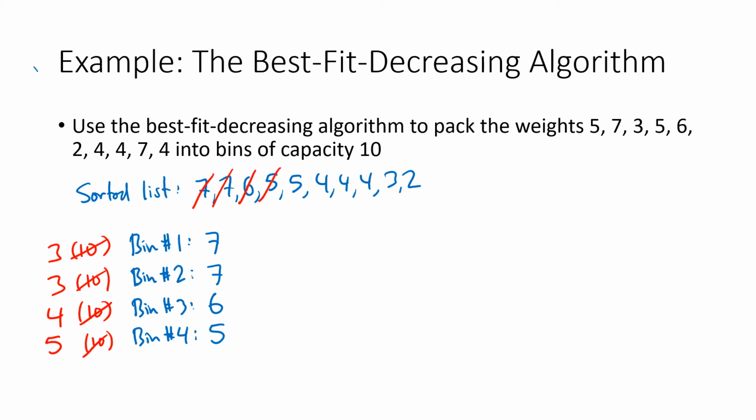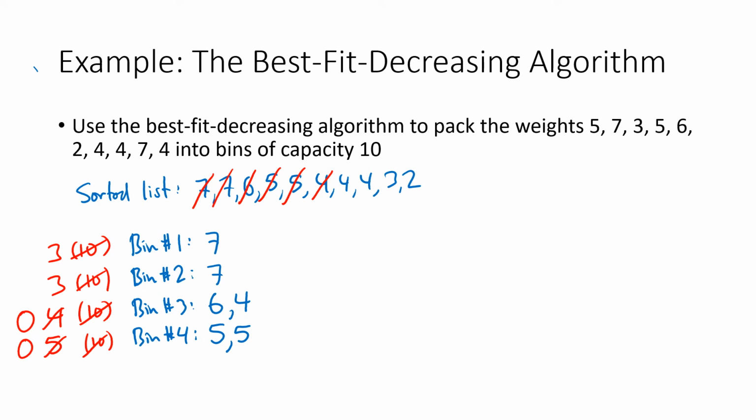Okay, now we've got another 5. So again, the best fit algorithm says, of all the bins that weight can fit into, which one fits it the best? Well, there's only one bin that 5 can go into, so I don't have any choices. It's got to go into bin number 4. Update my capacity, cross the 5 off my list. Now I've got a 4, and again, there's only one bin that can hold that 4. That's bin number 3, so that's where it goes. Cross that off my list, update my capacity.